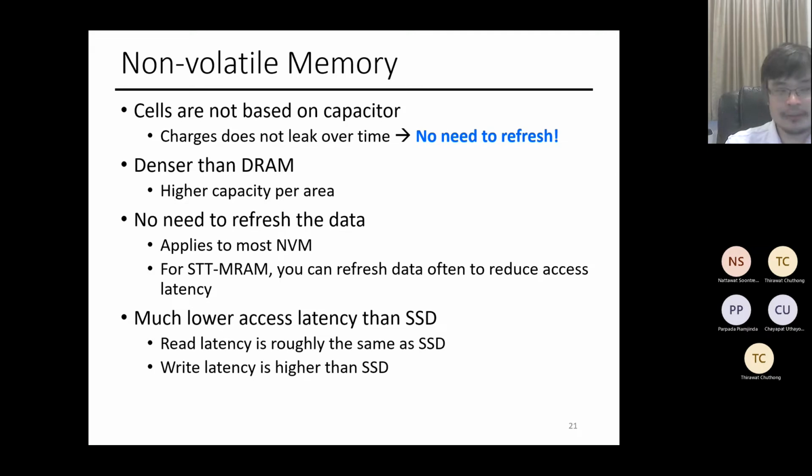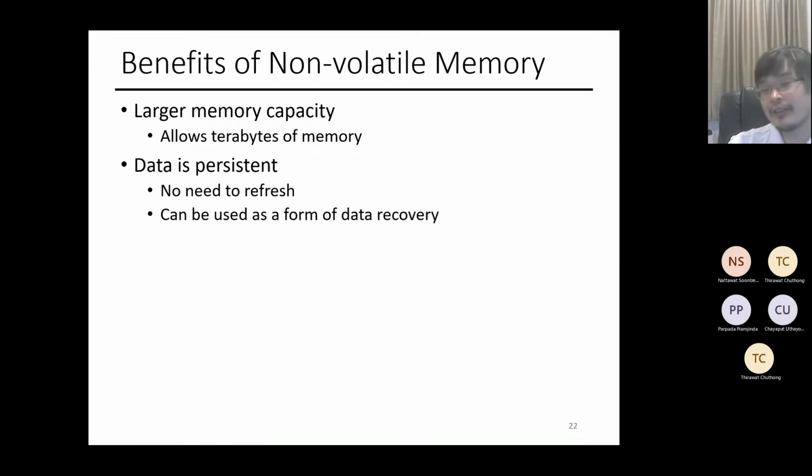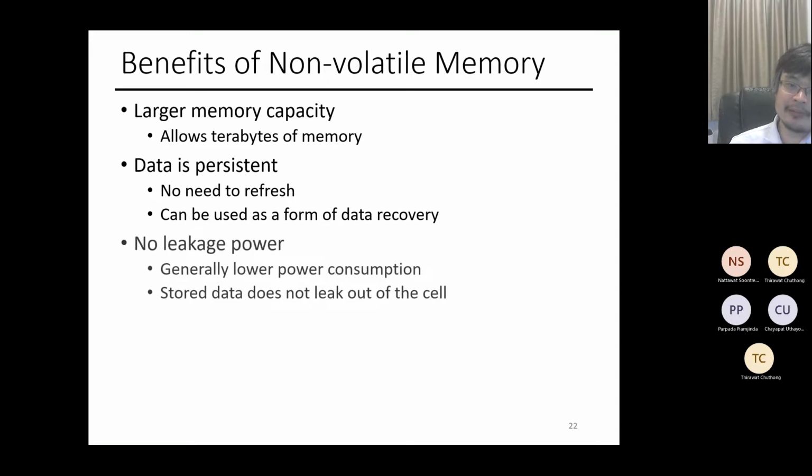It's much faster than SSD, but writes to NVM are destructive, similar to SSD. So basically, the benefit of non-volatile memory is that you have a larger memory, data is persistent, and you don't have to refresh. People also think about using this non-volatile memory to recover from a crash. For example, if you have to reboot, the kernel data put in the non-volatile memory can be recovered from the crash. There's no leakage power, so it's much more power efficient.